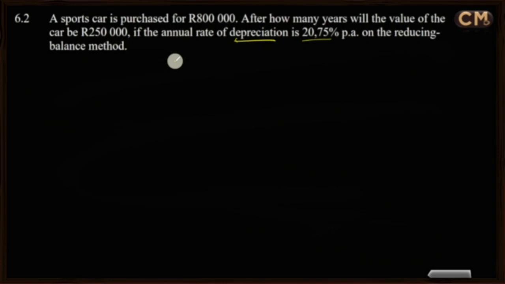However, let's just have a look at what we're dealing with over here. We are dealing with depreciation and a reducing balance method, which means it's still compounding, but instead of plus, we're dealing with minus. So that's 1 minus that interest rate, and that's all to the power n.